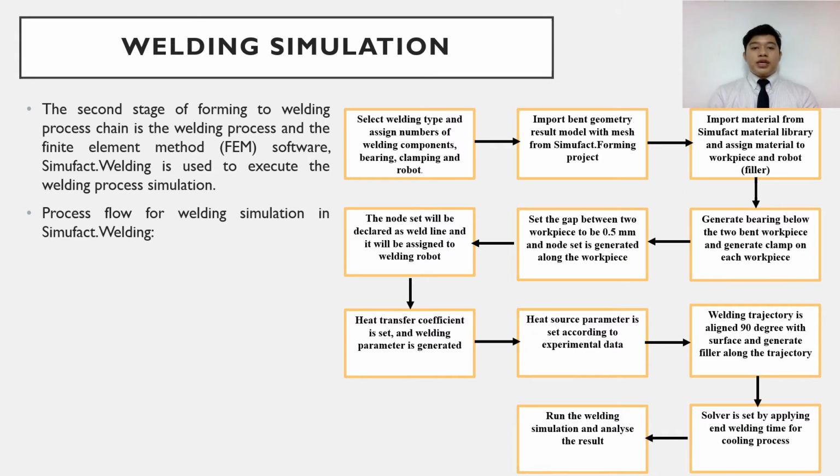And the node set will be generated along the bent workpiece. To further explain, the node set will be declared as the weld line or weld trajectory, and it will be assigned to the welding robot. So the heat transfer coefficient is set, and the welding parameters are also generated. The heat source parameter is set according to the experimental data, where we will follow the Goldak double ellipsoid heat source model. And next, the welding trajectory is aligned 90 degrees with the surface, and the filler is generated along the welding trajectory.